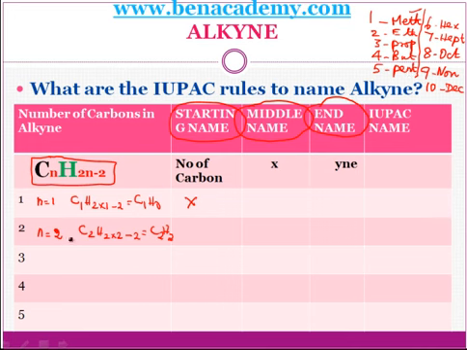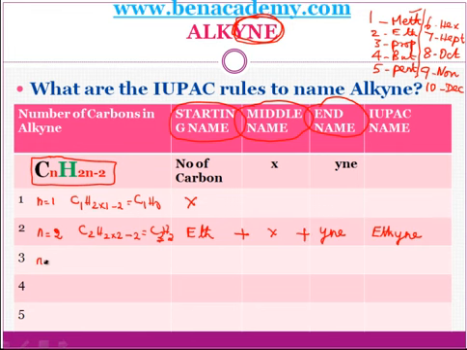Okay, now let us see. In the second compound, what is the number of carbons? The number of carbons is 2. Therefore, what should be the starting name of the compound? Eth. There is no middle name for alkyne. The end name is -yne, because the name alkyne ends with the suffix -yne. That is why the IUPAC name also ends with the same suffix. Therefore, if you write all 3 combined, you will get ethyne.